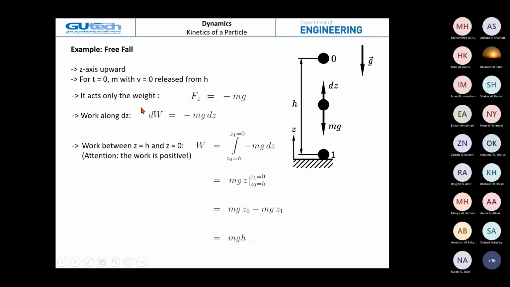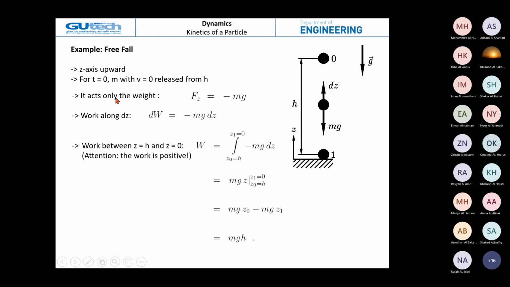Now we take this free fall, the opposite to the previous one. The z-axis here is upward, which means the motion is now opposite to the z direction. For time t equal to 0, the mass has velocity equal to 0, released from h distance here.